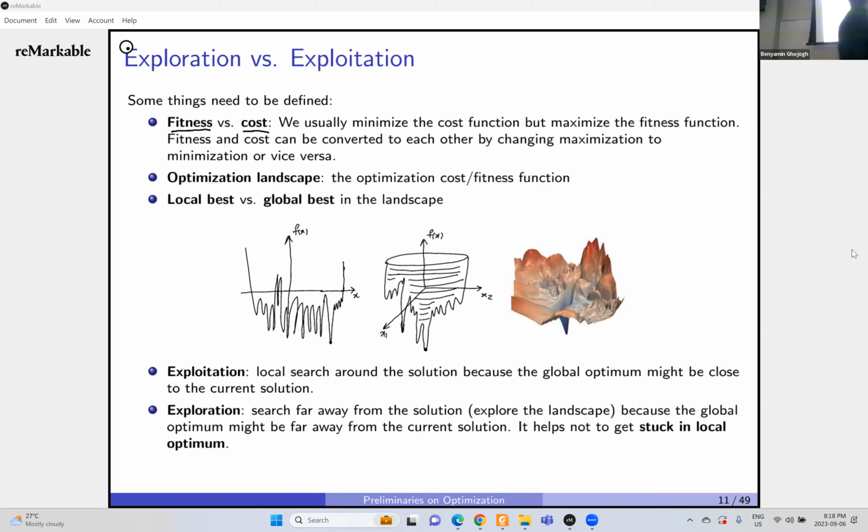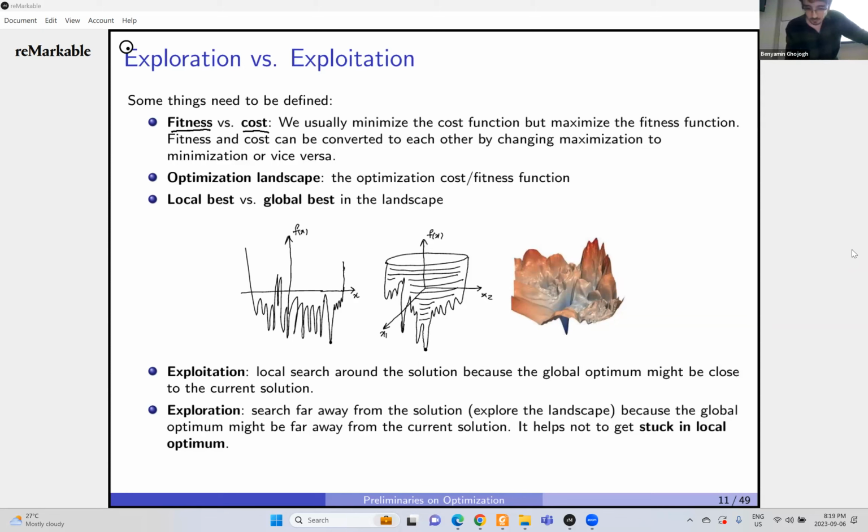And interestingly, we will see in a few slides that cost can be converted to fitness. Fitness can be converted to cost. In other words, when you have a minimization problem, you can make it maximization. When you have a maximization problem, you can make it minimization. They can be converted to each other. But usually when we say fitness function, we want to maximize it. When we have cost function, we want to minimize it.